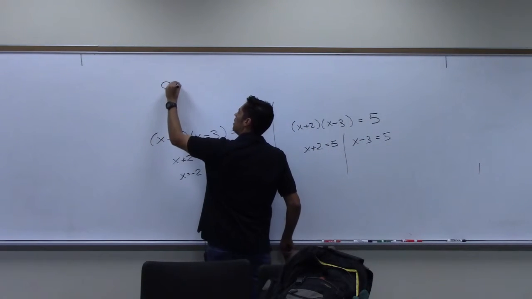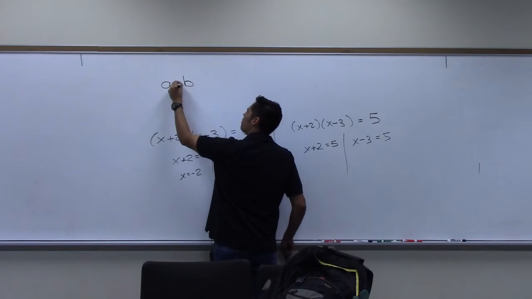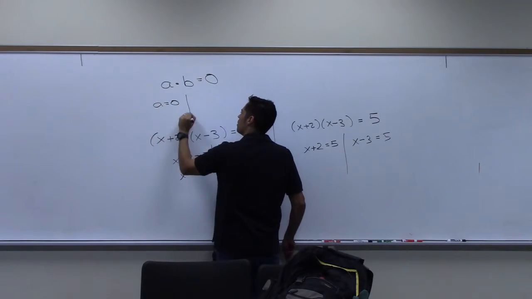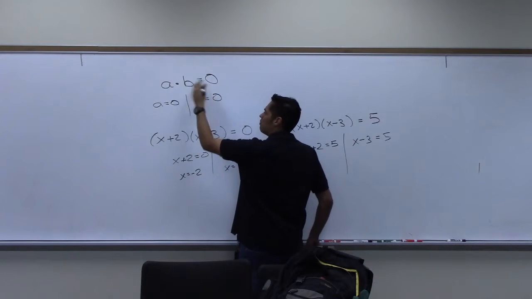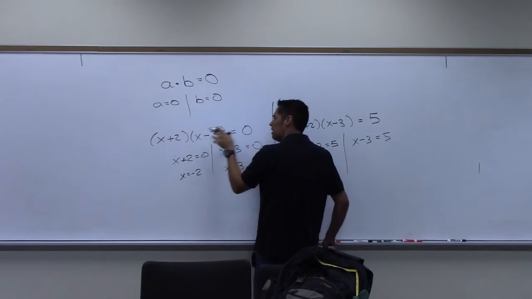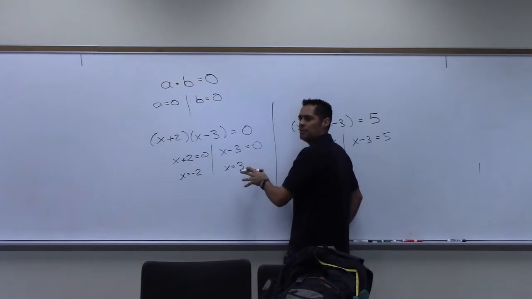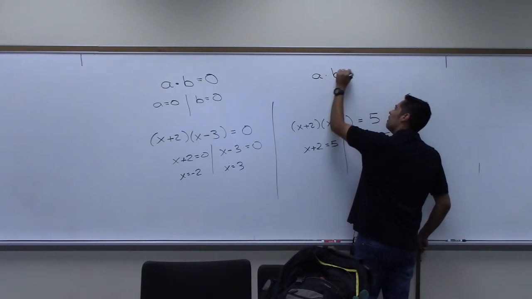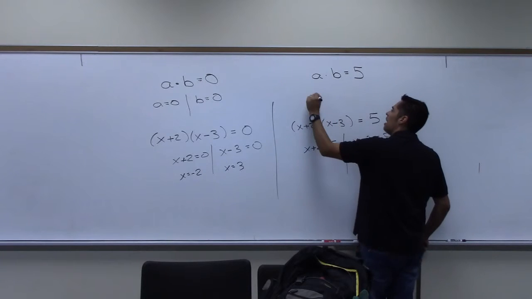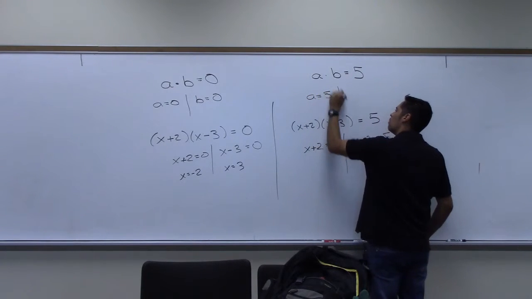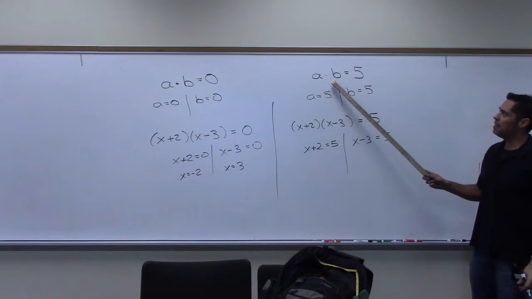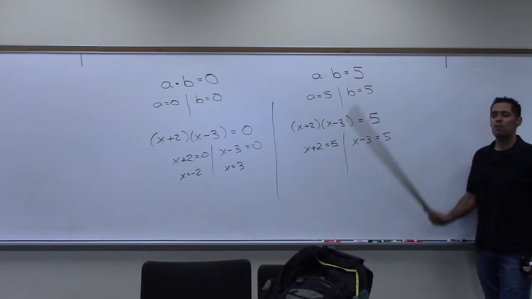Let me try and lead you a different way. If I tell you two things multiply to be 0, you can set each of them equal to 0. That's exactly what we did right here, right? A times B equals 0, you set A and B equal to 0, right? If I tell you that two things multiply to be 5, does that mean that A has to be 5 or B has to be 5? No. Give me an example of an A and B that multiply to be 5 where neither one of them is 5.